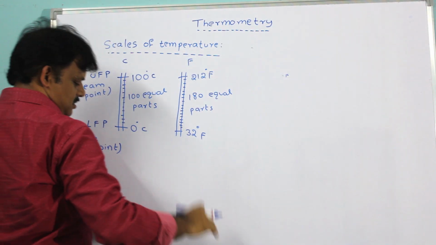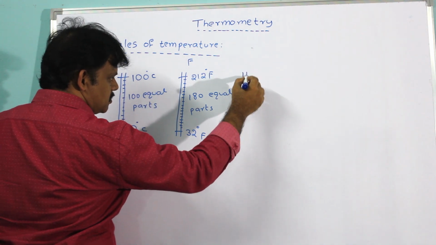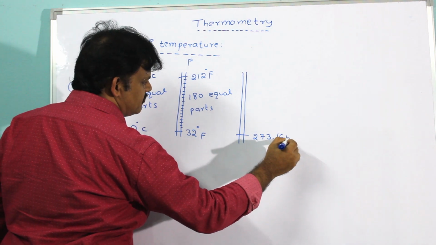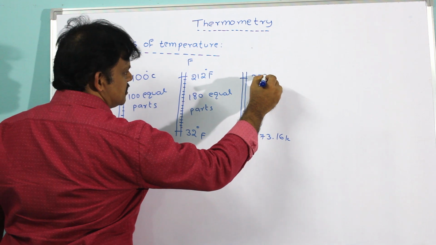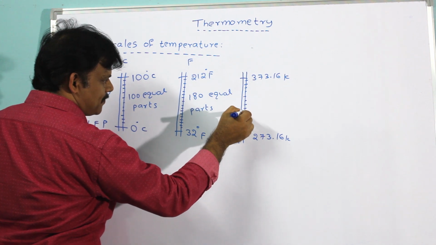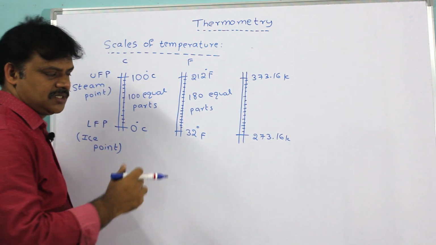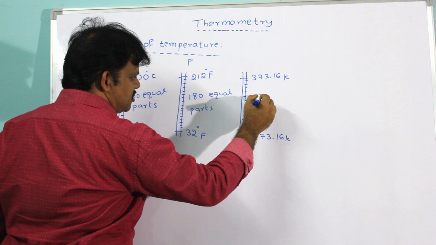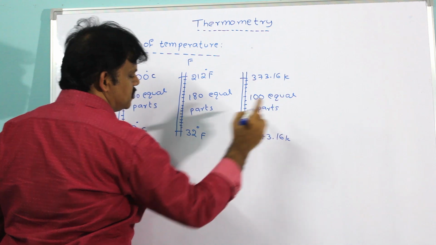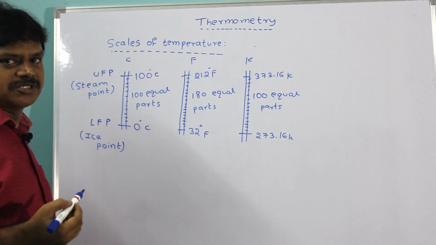Let us discuss the Kelvin scale. Here, the lower fixed point is at 273.16 Kelvin and the upper fixed point is at 373.16 Kelvin, and the gap is divided into 373.16 minus 273.16, the difference is 100. Therefore, the gap is divided into 100 equal parts. Each part corresponds to 1 Kelvin. This is the Kelvin scale, otherwise it is also called the absolute scale.